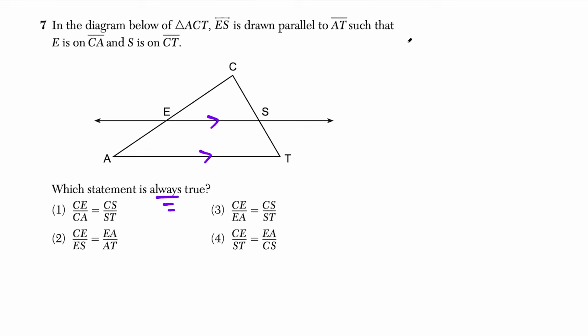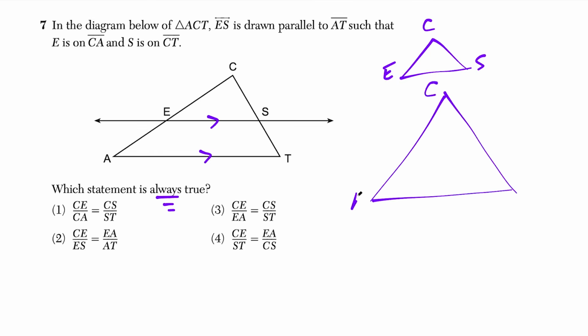Now, right away, what I'm thinking about with a question like this is that the two triangles involved are similar. And it can be very helpful here if you draw the triangles separate. So we have triangle CES, that's the small triangle. And then we have the big triangle, the original one here, which is triangle CAT. So now, looking at this, I'm ready to go through the answer choices.